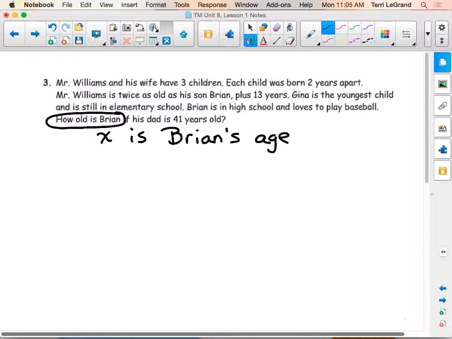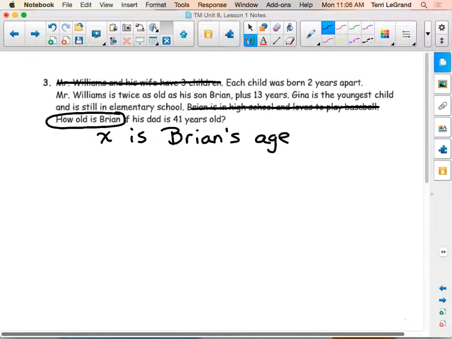Mr. Williams and his wife have 3 children. Is that something we should underline or cross out? What have you decided? Is that important to this problem or not important? Not important. If we decide it's not important, we cross it out. Okay. Tyler. Brian is in high school and loves to play baseball. Do you want to keep that or cross that out? Cross that out. Okay.